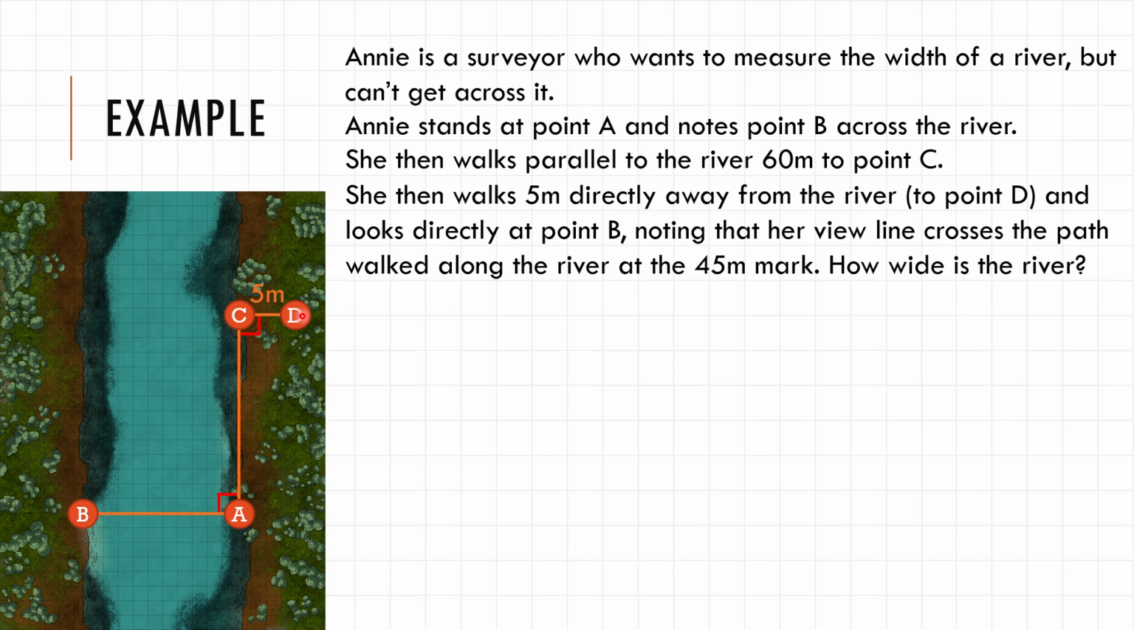And now from point D, she looks directly at point B. And she notes that the line that she is looking at crosses the path that she walked along the river at the 45-meter mark. So right over here, this distance is 45 meters. Using this information, can you figure out how wide the river is? In other words, what is the length of AB? Pause the video here and see if you can solve it for yourself.